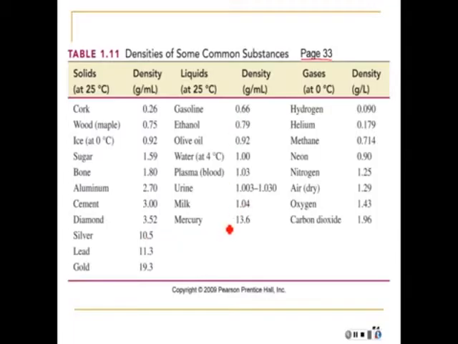Metals are pretty high. Now we have gases. Now you notice that here they had it measured in grams per liter because gases weigh so little. All the others were grams per milliliter. And even though you're measuring it for a whole liter of it, it still is pretty small.